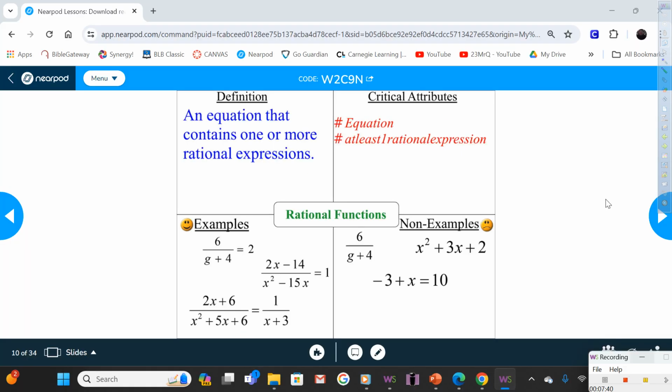All right, pretty close, yes? An equation that contains one or more rational expressions, there they are. This is what they're not. And here are hashtags. You have those notes. You don't need to write it down again.